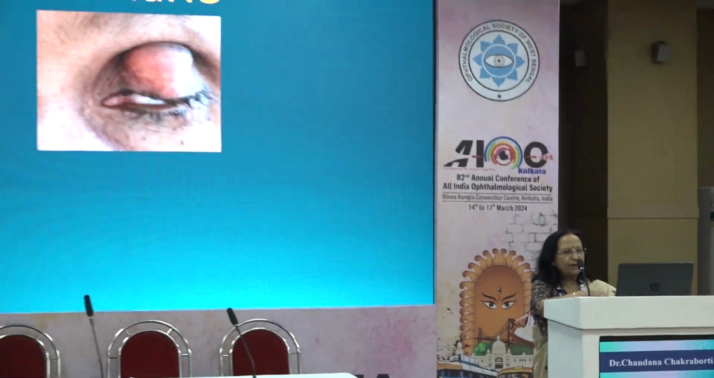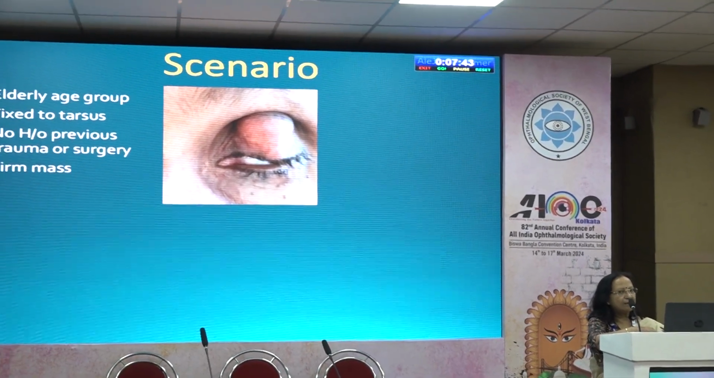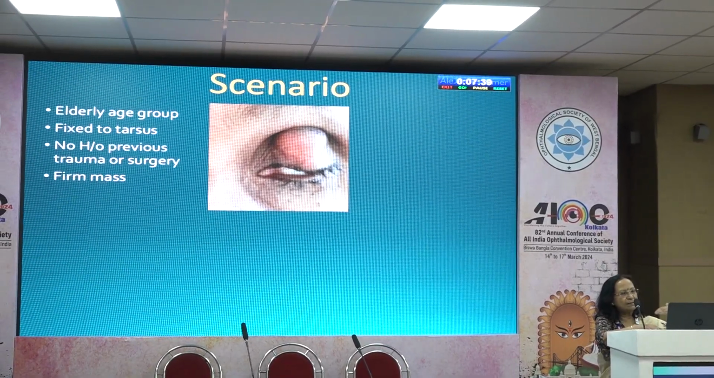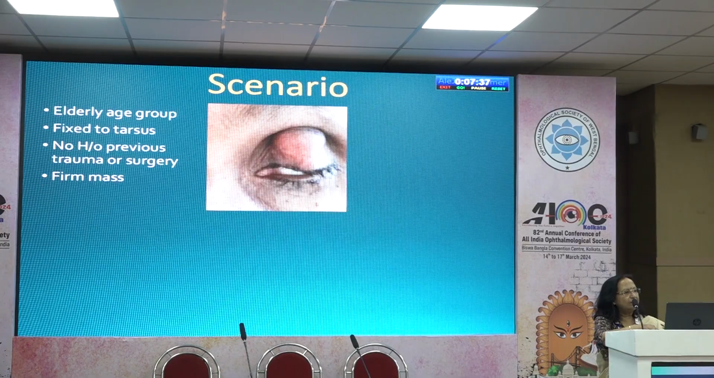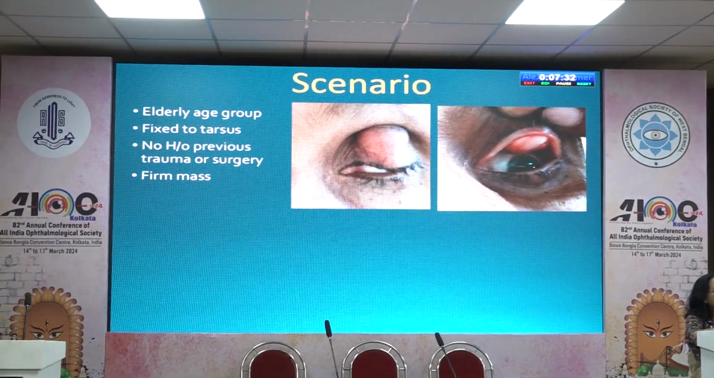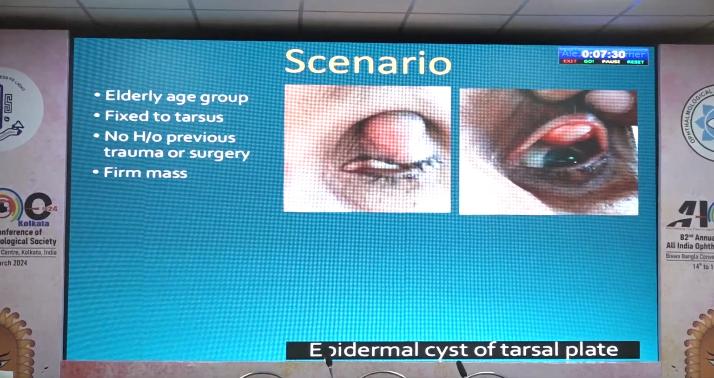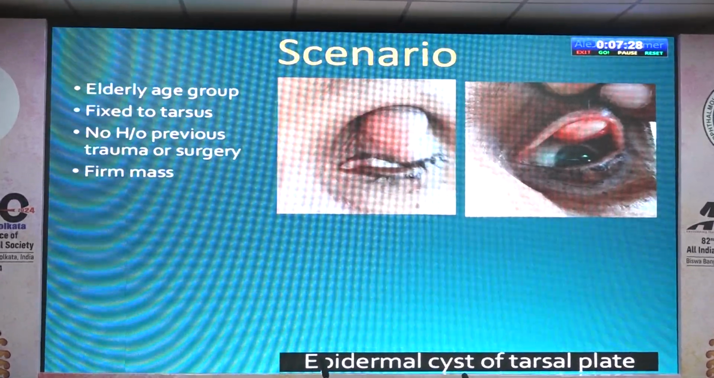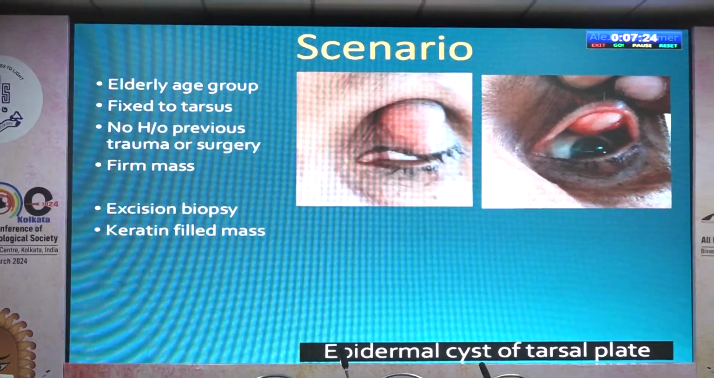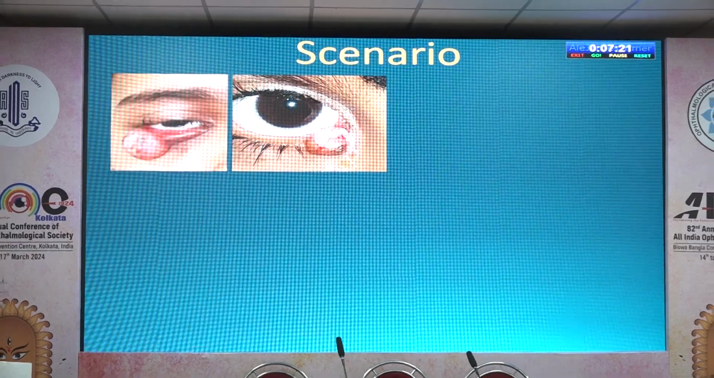What is this? This looks like a chalazion, in an elderly age group, fixed to the tarsus. It has crossed the tarsal border and goes above. We know that if some lesion crosses the tarsal border, then it could be a malignant lesion. So I also thought that it was a firm mass. But no, it was not. And this was an epidermal cyst of the tarsal plate. Rarely do you come across this type of lesion. These are keratin-filled masses.